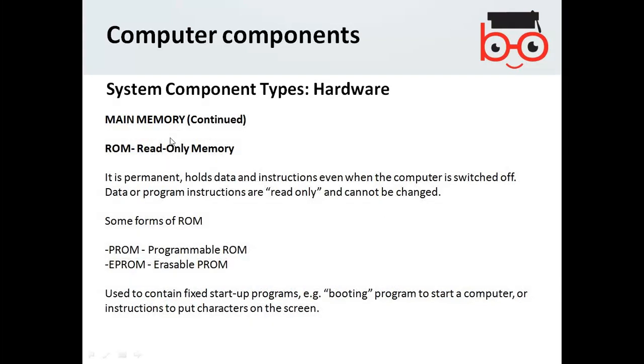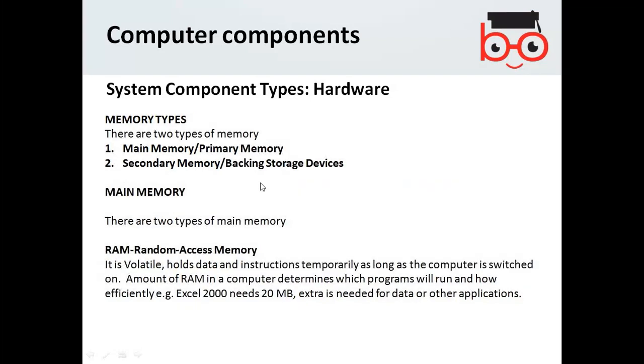Another part of the primary memory is ROM, read-only memory. It is permanent. It is part of primary memory. It holds the data and instructions even when the computer is switched off. Data or program instructions are read-only and cannot be changed. So the primary memory is the memory of the computer.